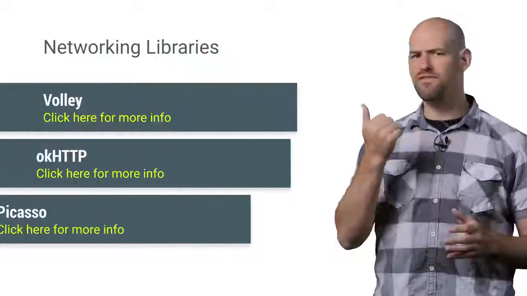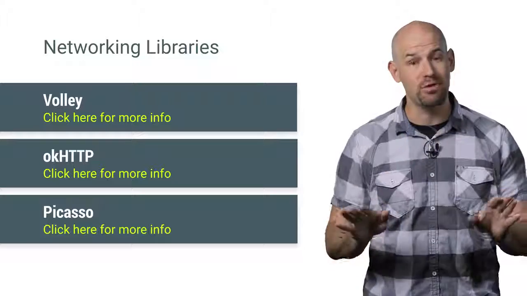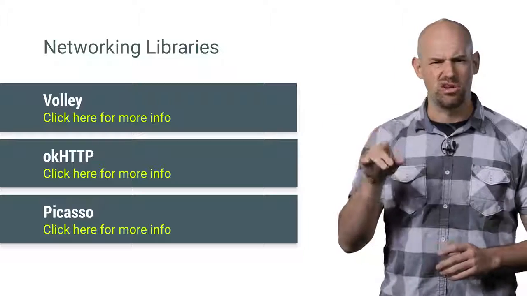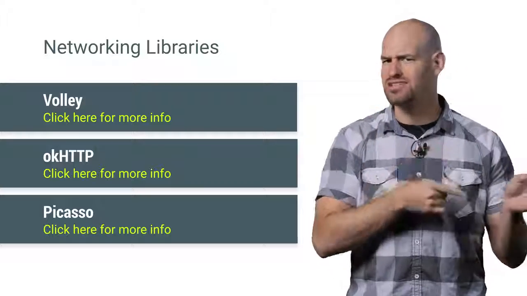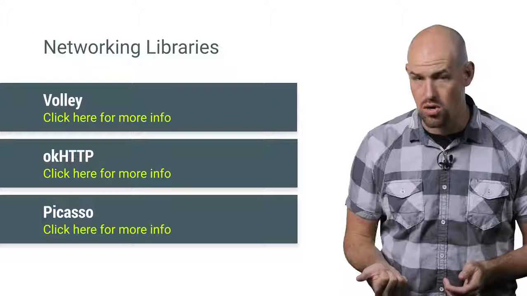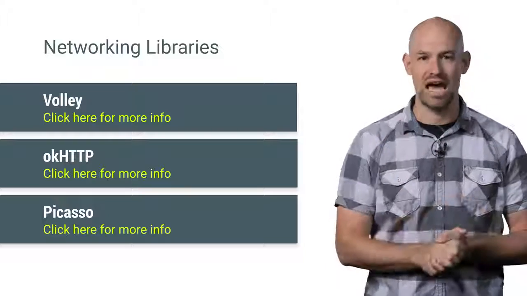Grabbing the Volley or OkHttp libraries will put you on a good start to a more stable networking implementation, although you have to fiddle with the source code a little bit to get it to call your custom caching logic. And by the way, the image library Picasso comes built in with custom image cache management on your behalf.